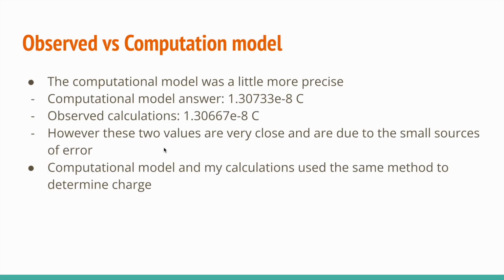The difference between the computational model and the observed was that the computational model was a little more precise. The computational model gave a charge shown here, and the observed shows the charge here. These two values are very close, and the difference is due to small sources of error, which I'll talk about in the next slide. They're so similar because the computational model and my calculations use the same method to determine the charge.